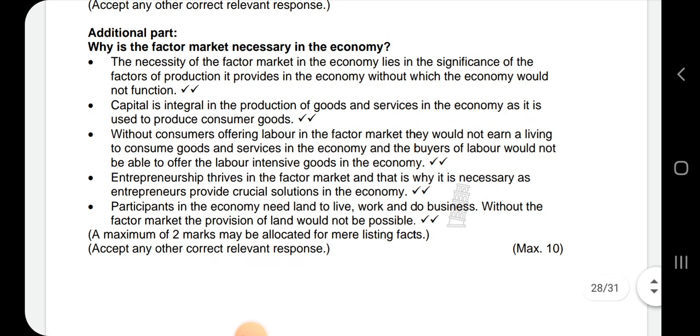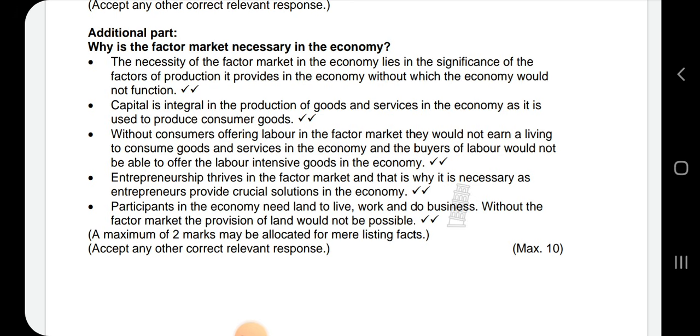And then for the additional part: why is the factor market necessary in the economy? The necessity of the factor market in the economy lies in the significance of the factors of production. It provides in the economy, without which the economy would not function if the factors of production were not there. So capital is integral in the production of goods and services in the economy, as it is used to produce consumer goods. So you talk about the importance of all the factors of production and talk about them individually.